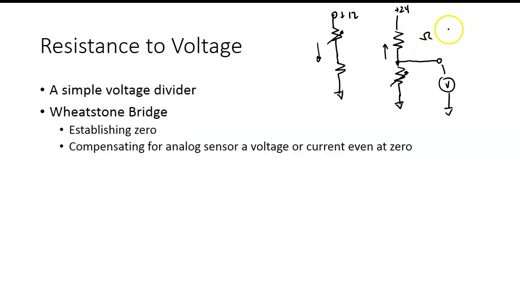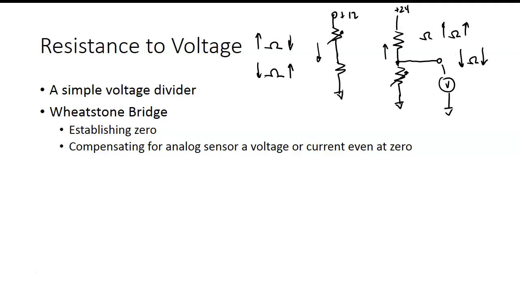So if ohms goes up, then my output would go up. It's this way. If R goes down, the output would go down. Over on this one, if R goes up, the output would go down. And on this one, if the R of the sensor went down, the output would go up. So it depends on what type of system you're in.